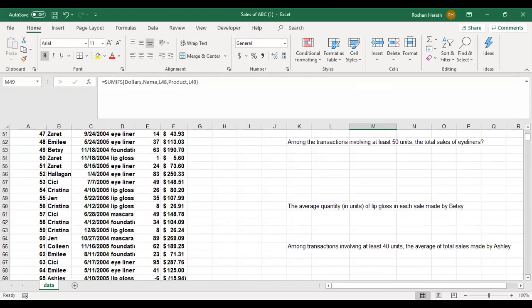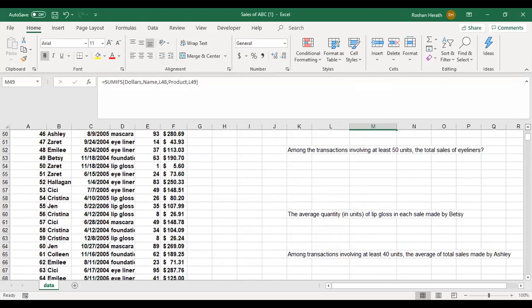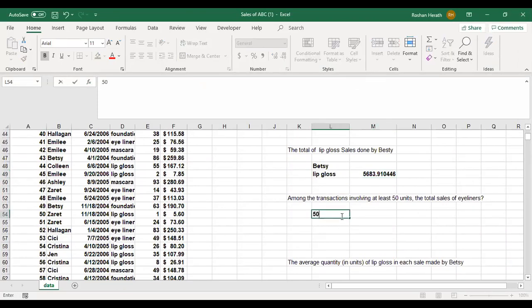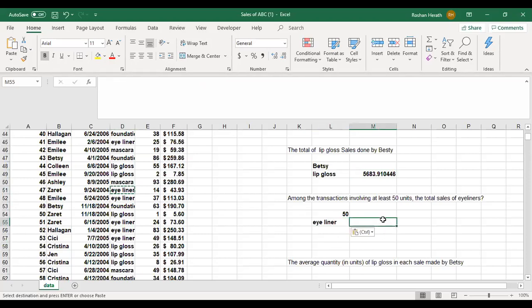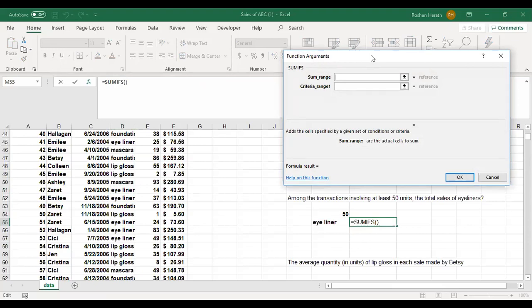And please ensure that I'm getting the right answers, right? There are a few more, so let's go through those as well. Then you would be coming to a good point. Among the transactions involving at least 50 units, the total sales of eyeliners. Again, two conditions are there. At least 50 units is one condition. The other condition is going to be eyeliners. Okay. So again, the way out is SUMIFS, because there is more than one condition. So take SUMIFS, the sum range.